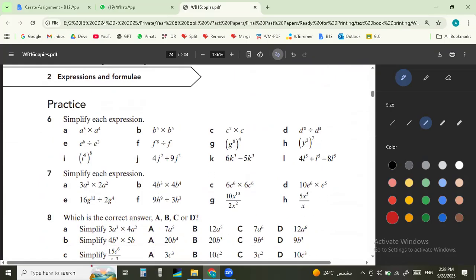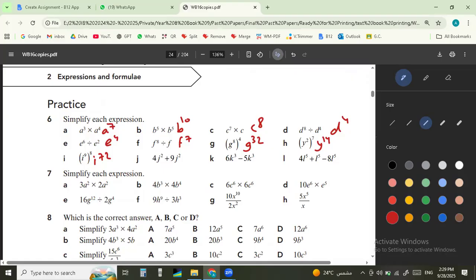Next one, I'm going to just answer them quickly. Multiplication, we're going to add the powers in multiplication. So this, a to the power of 7, b to the power of 10, c to the power of 8. In division, we minus the powers. So d to the power of 4, e to the power of 4, f to the power of 7. Here, two powers, multiply them. So g to the power of 8 times 4, 32, y to the power of 14, I to the power of 72.